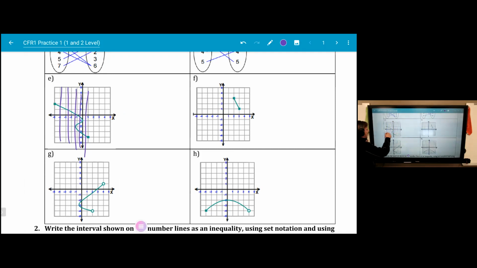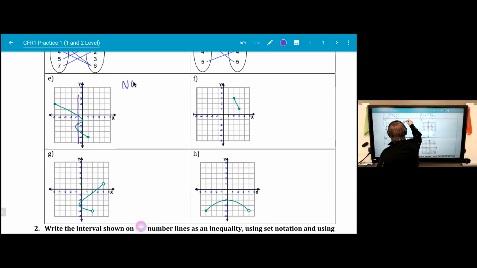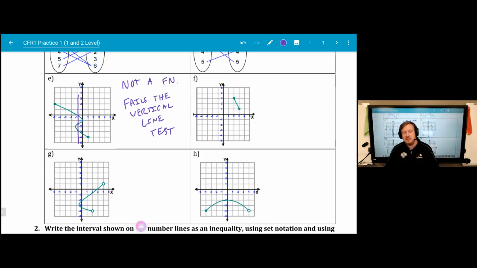So let's look at this right here. If I draw this line right here, that line hits 1, 2, 3 times. So this input, a little bit less than -1 or more than -1, would have 3 different outputs. So this is not a function. I'm just going to abbreviate, not a function, FN, because it fails the vertical line test.